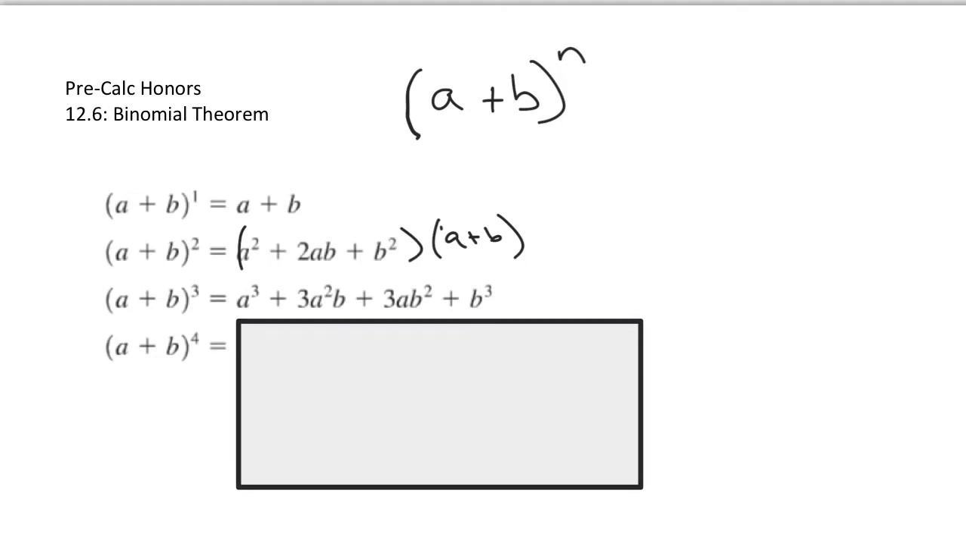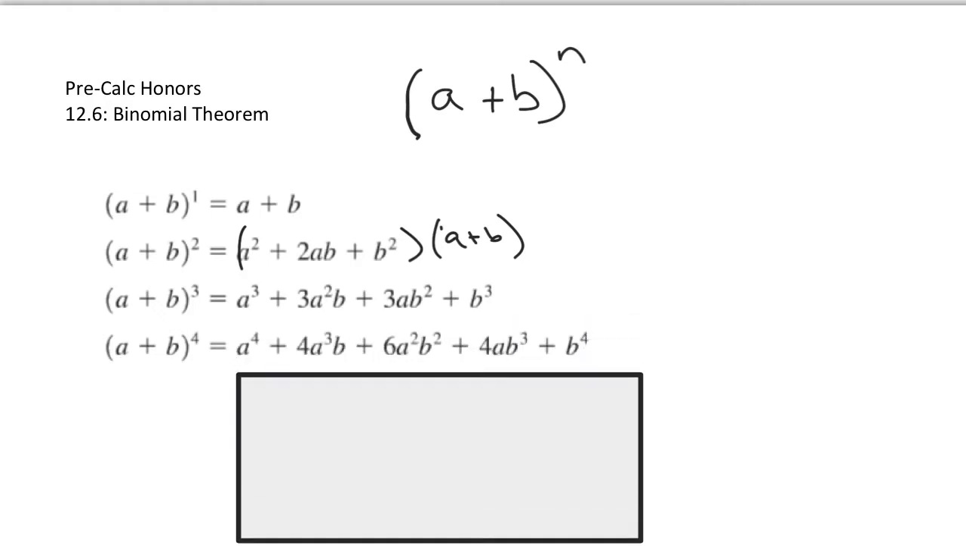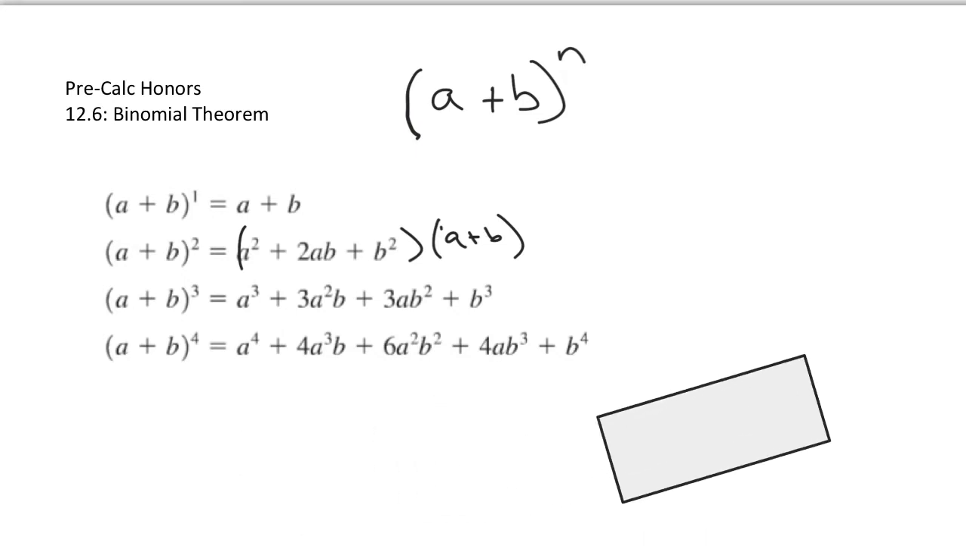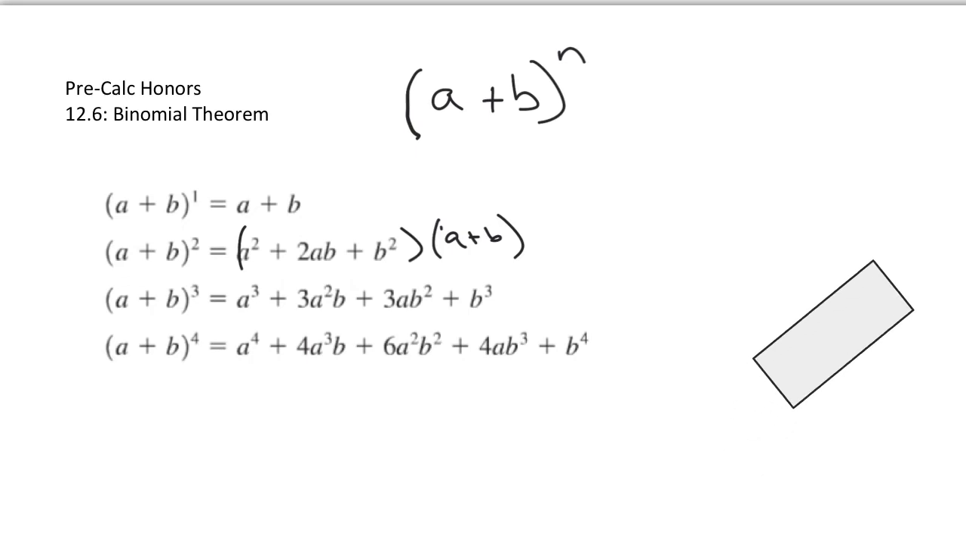Same thing if we wanted the fourth power: we would multiply that by a plus b, and we would end up with this expression here. A to the fourth plus 4a cubed b plus 6a squared b squared plus 4ab cubed plus b to the fourth, right? When we look at these, we can actually spot some patterns. I want you to maybe pause it for a second and see if you notice any patterns.